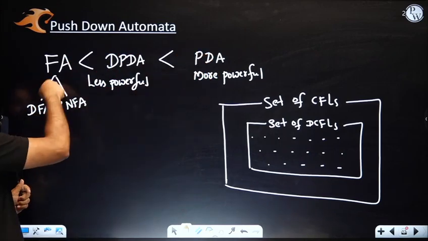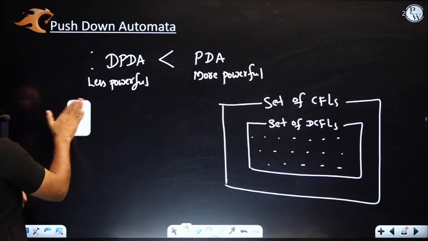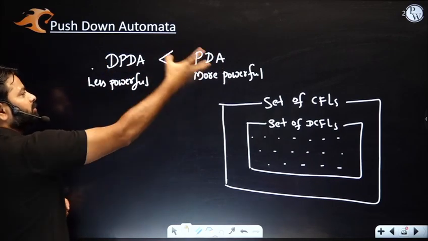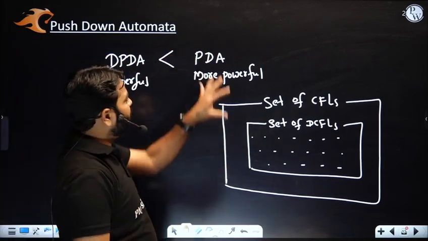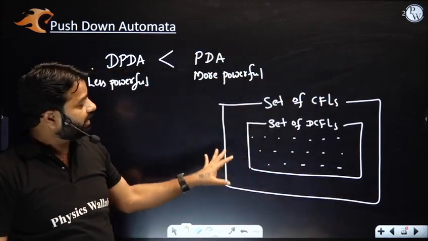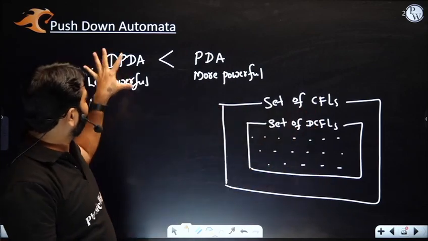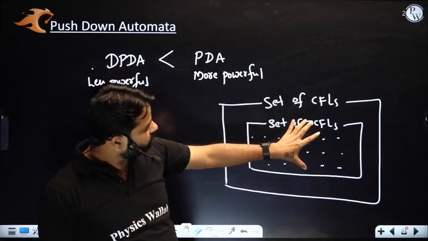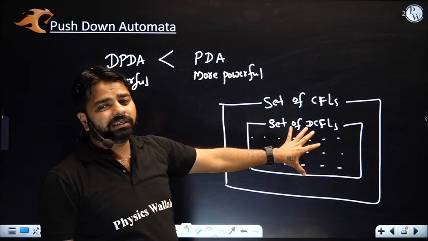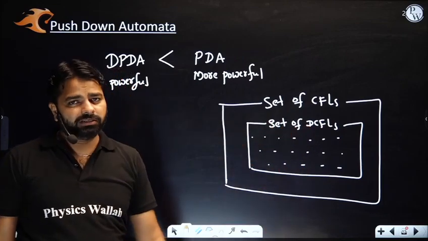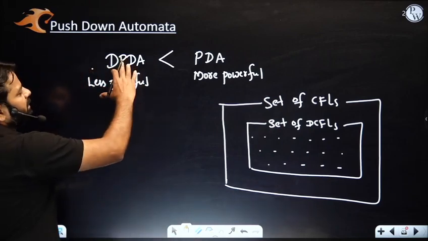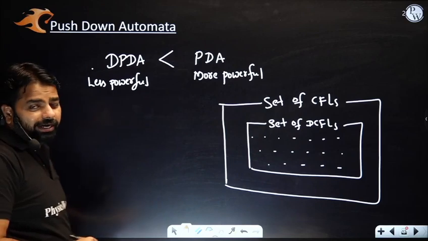Right now I'm just leaving it to you how to compare with finite automata. When you compare these two, DPDA is less powerful than PDA, and PDA is more powerful than DPDA. The reason is that by using PDA you can represent more languages. That whole class is the set of all CFLs, and using DPDA you can only represent this many languages. Of course, this is also infinite and the other class is also infinite, but the number of languages here is less than the number of languages in CFLs. That's why DPDA is less powerful than PDA.